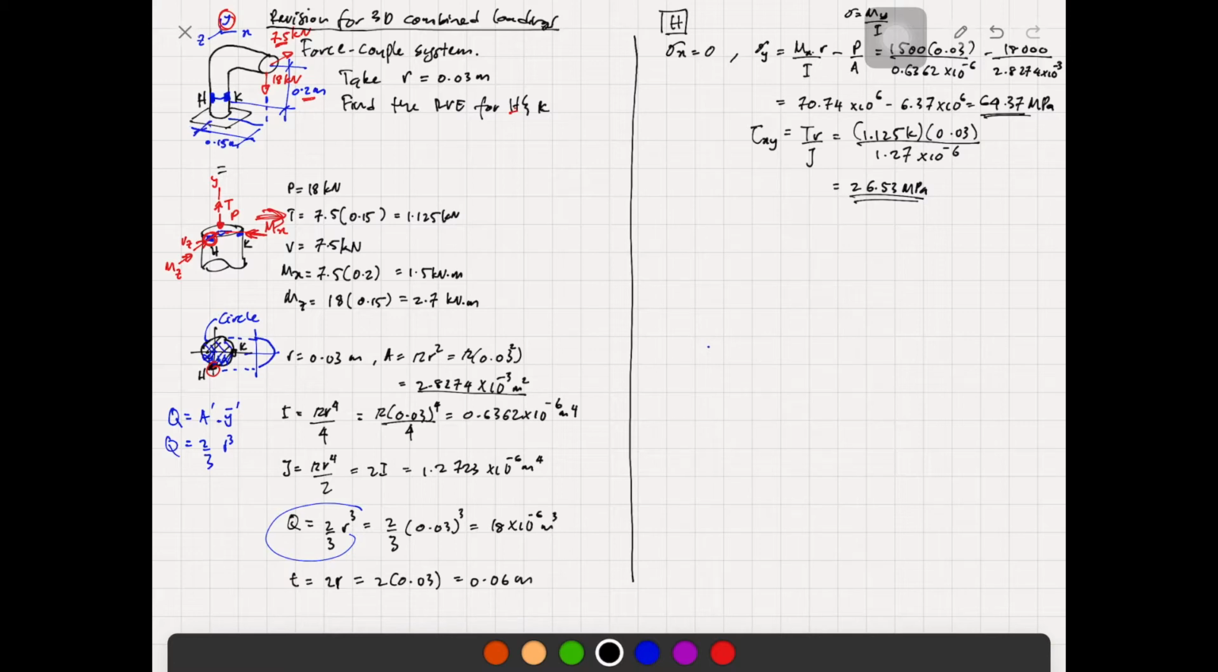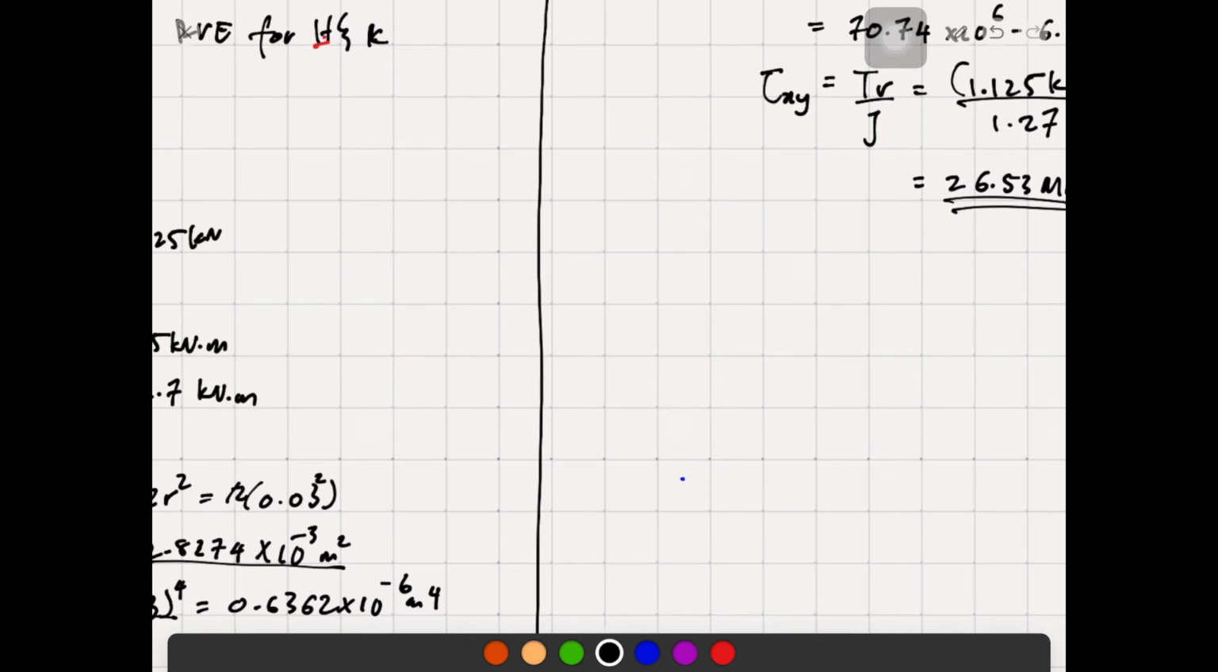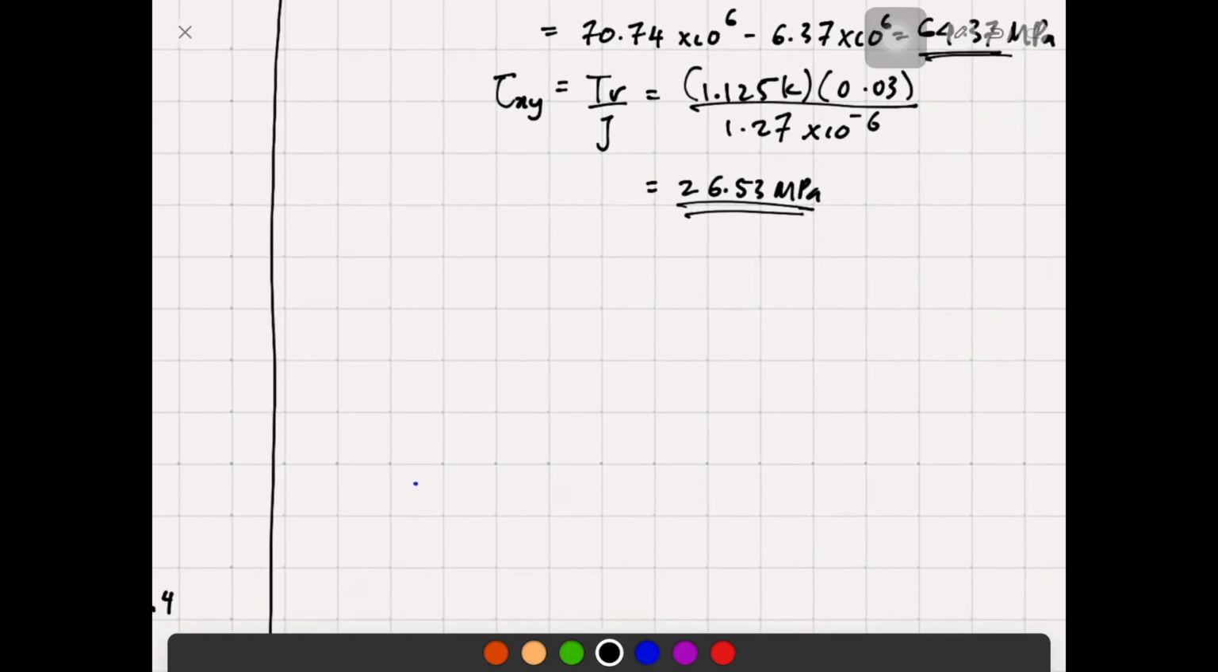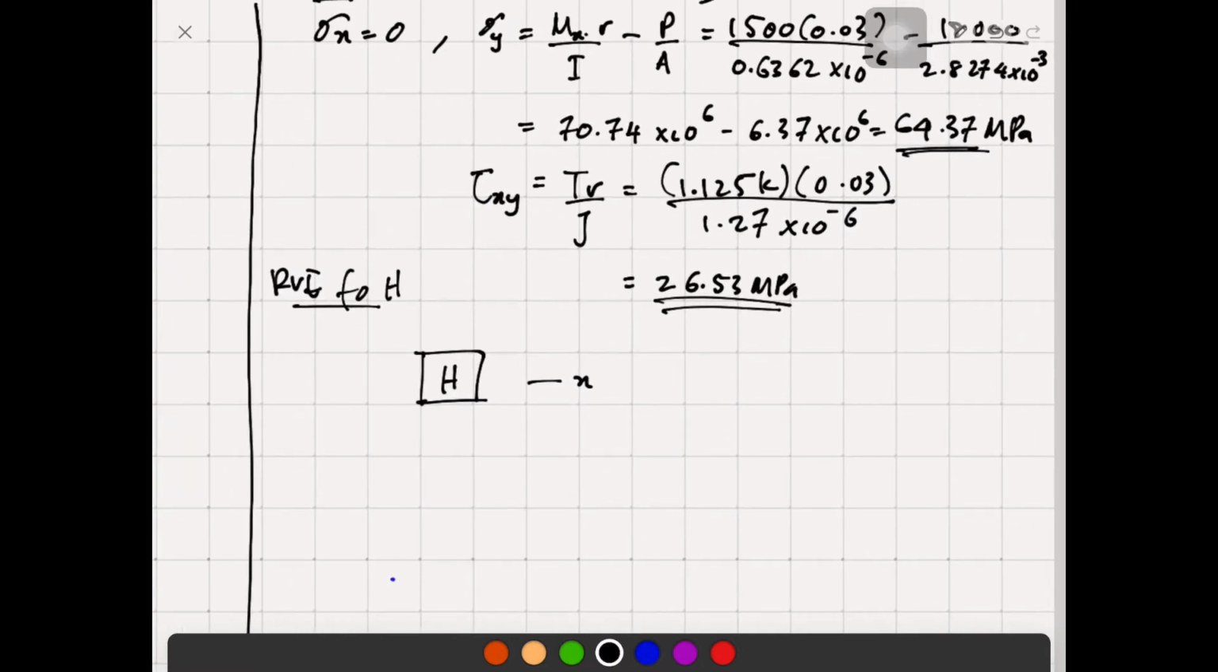Probably you need to draw, because typically the questions ask you to write down the stress element, the representation of what we call the RVE for point H. Just draw a box like so. This is the x direction, and in our case we have two stresses. This is the positive sign for shear stress on the stress element.